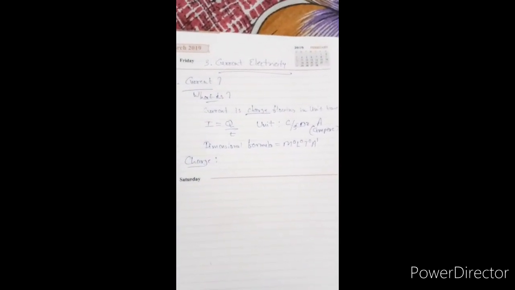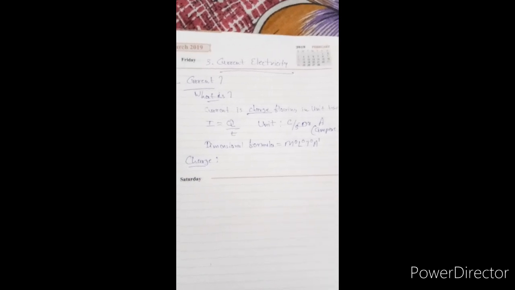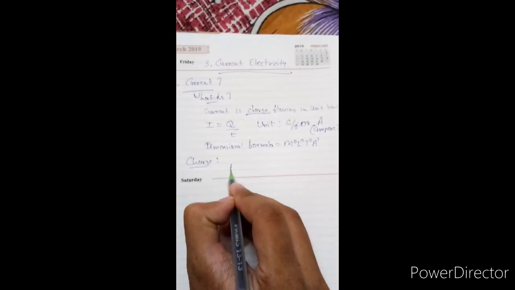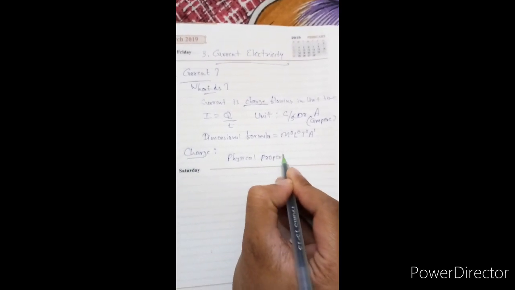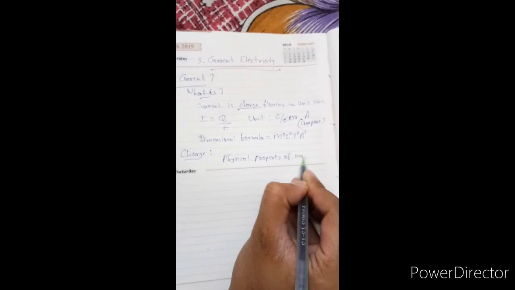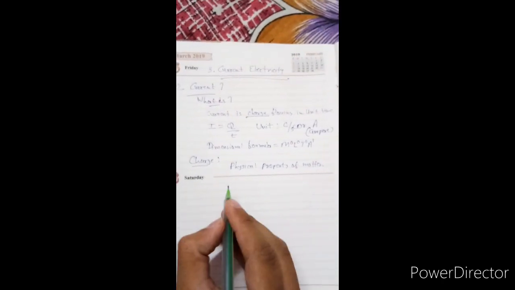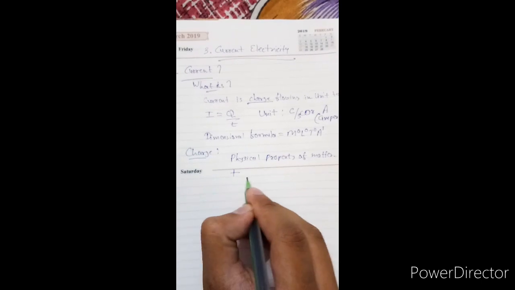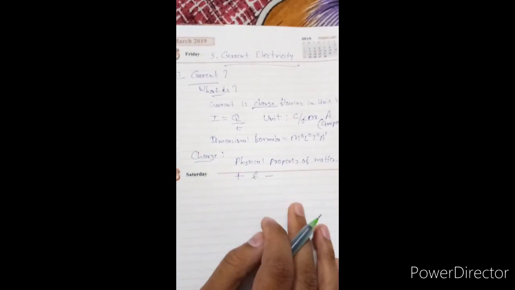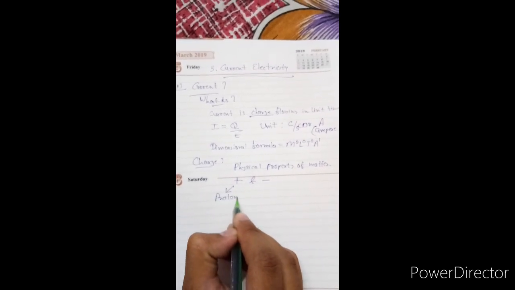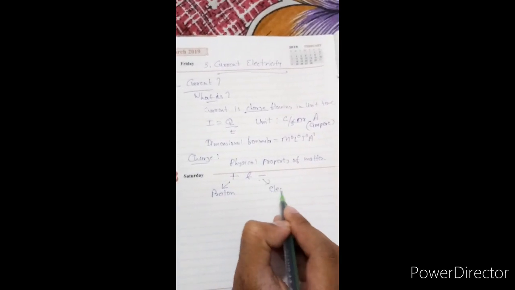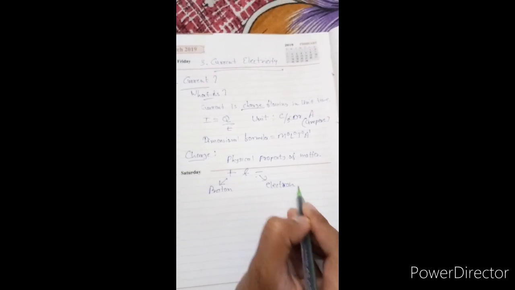It is already learned in chapter number 1 and 2, but just revise this word charge. So charge is nothing but the physical property of matter. As we know, there are two types of charge: positive charge and negative charge. Positive, we are taking it as a proton. Negative is nothing but the electron.